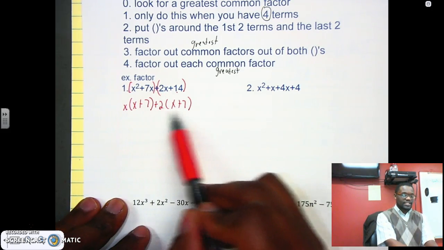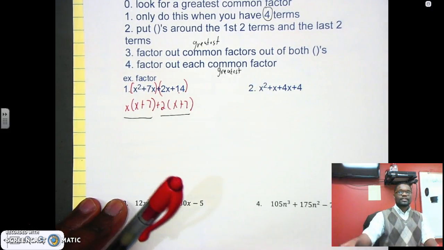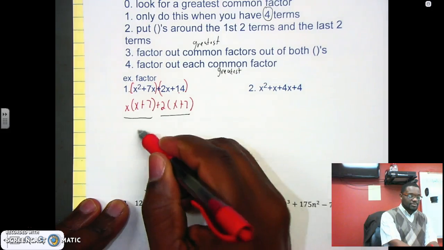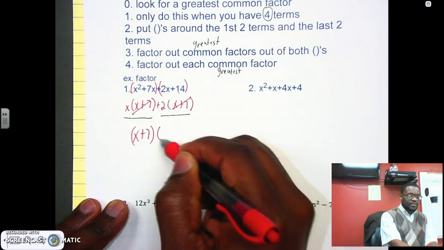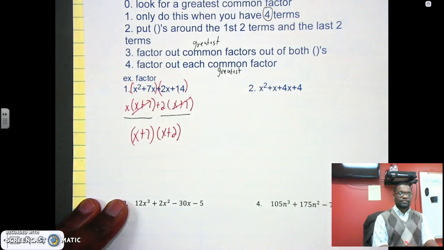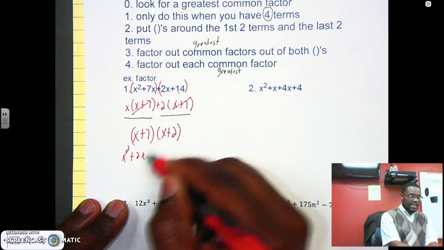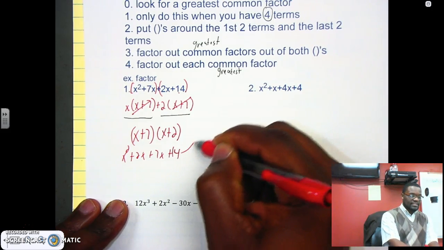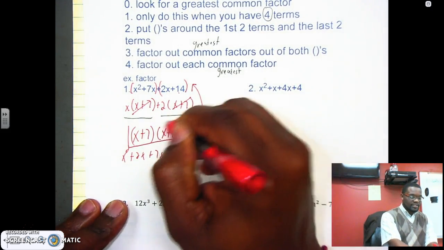Now notice once you get to this step, you have 2 terms. You have this term here and this term here. Out of those 2 terms, the greatest common factor out of both of those, hopefully you see it, is x plus 7. So you can divide that out of both terms, and whatever's left over is what goes in your second parenthesis. Now if I FOIL that out real quick, x times x is x squared. x times 2 is 2x. 7 times x is 7x. 7 times 2 is 14. Now look at this and look at that. Aren't both of those the same? This is your answer.